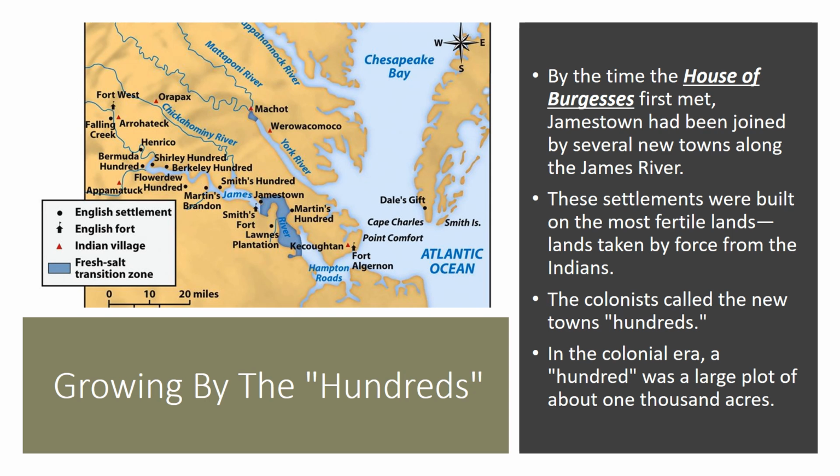Growing by the hundreds. By the time the House of Burgesses first met, Jamestown had been joined by several new towns along the James River. These settlements were built on the most fertile lands taken by force from the Indians. The colonists called the new towns hundreds. In the colonial era, a hundred was a large plot of about 1,000 acres.